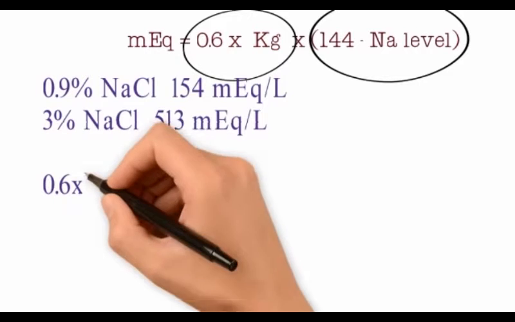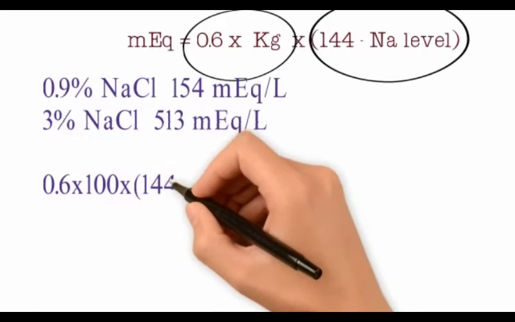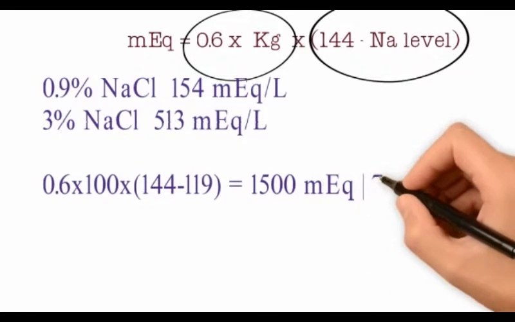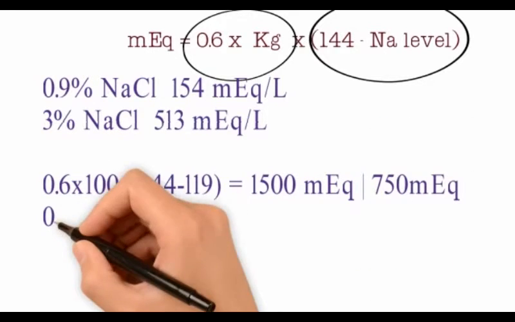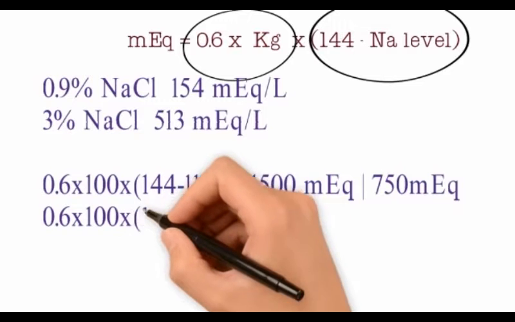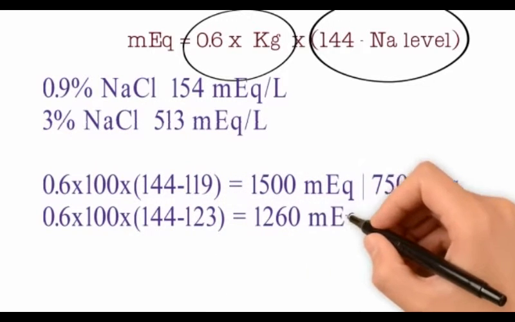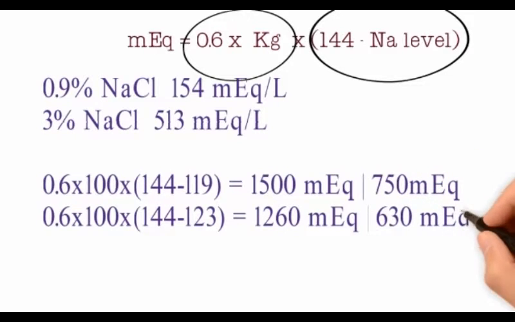For a 100 kilogram individual with a sodium level of 119, the deficit is 1500 milliequivalents, of which one would correct 750 milliequivalents only. Likewise, for a 100 kilo individual with a sodium level of 123, the deficit is 1260 milliequivalents, and one would correct 630 milliequivalents per day.